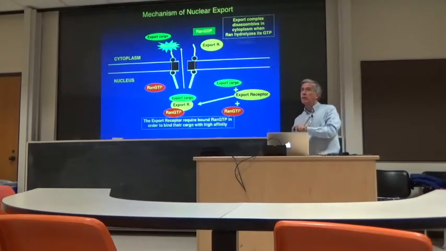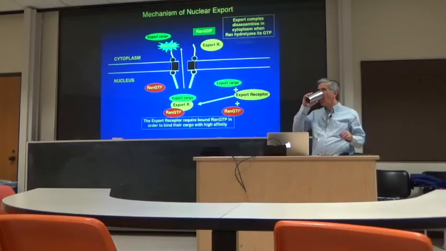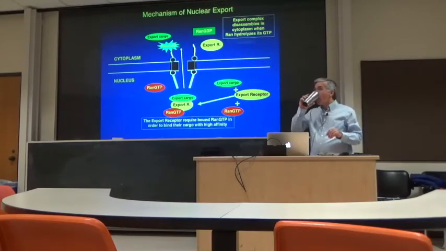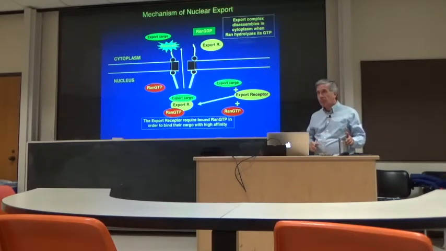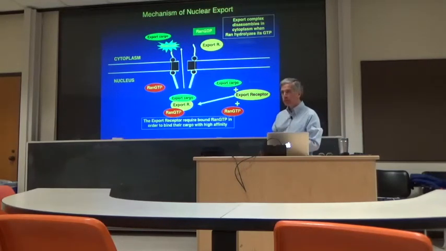Earlier on, we had the RAN GTP bind to the import receptor. It caused it to release the protein. However, now when the RAN GDP, the export moves outside, when it dissociates from the export receptor, why does the export receptor automatically dissociate from the cargo?